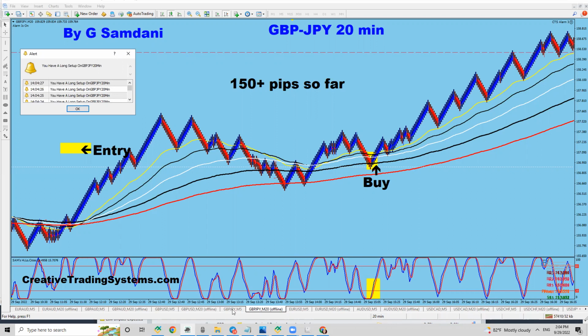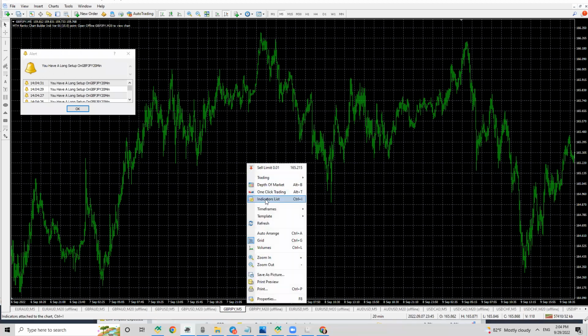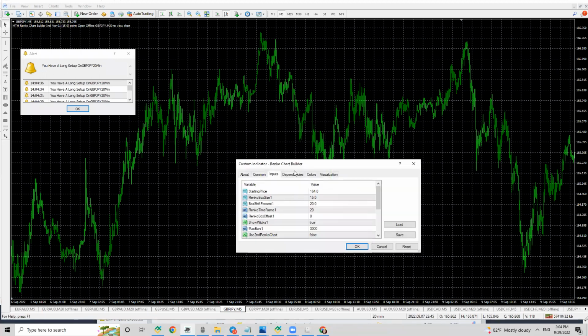First, let me show you the settings on the pound yen 5-minute chart. This is my pound yen 5-minute chart, the indicator window. I have the price as 159, so you can simply make it 169. Now box size is 15, shift is 20, and Renko time frame is 20. That's all you need. Then maximum bars, if you have downloaded the history, you don't need more than 3,000 candles.